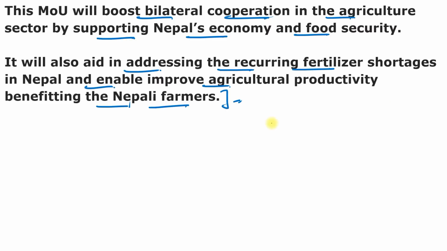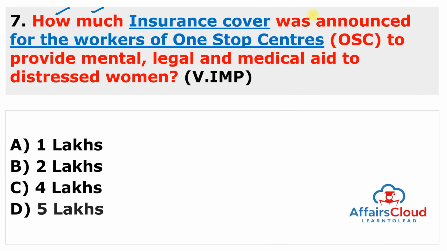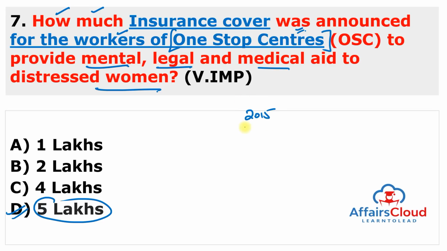Moving to next question. How much insurance cover was announced for the workers of One Stop Center? These One Stop Centers come under the Ministry of Women and Child Development to provide mental, legal and medical aid to the distressed women. So as an insurance cover, they will provide 5 lakh rupees. Answer of this question is D. And 5 lakh was announced for the workers of One Stop Centers, which were established in the year 2015.